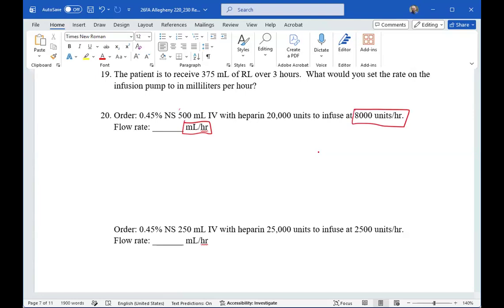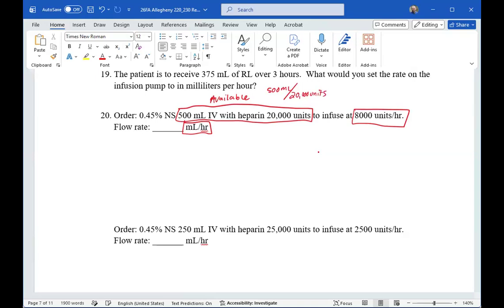So there's a couple things. First of all, this tells us that we have 0.45% normal saline, 500 milliliters IV with heparin, 20,000 units, to infuse at 8,000 units per hour. But we want to know what is that flow rate in milliliters per hour. And this is something you're going to have to do in the heparin protocol. What's important to note is that your IV contains both these things. This is one thing. This is your available, for lack of a better term. Okay. So this is your available, meaning another way that we could write this is I could say it's 500 milliliters per 20,000 units.